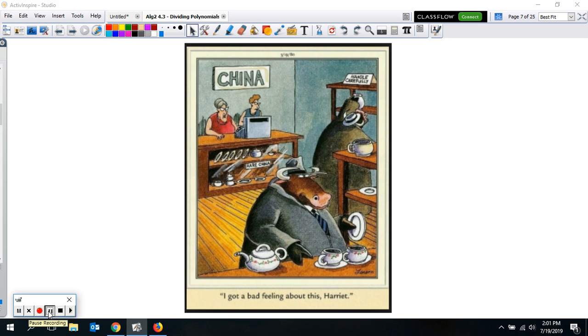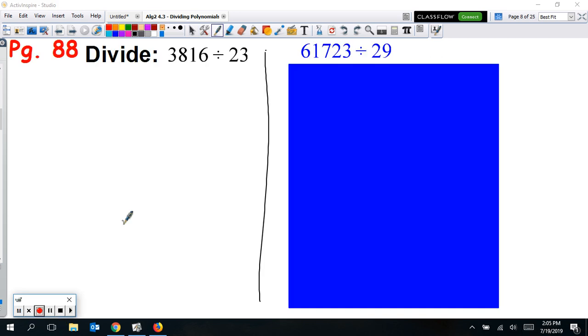Alright, so going on to our long division now. We're going to start with just some review problems on dividing, long division. So on page 88 of your notes, there's a notes section there, and you can just do these 2 problems in here. So let's go ahead and try this first one. Write this one down, 3,816 divided by 23.